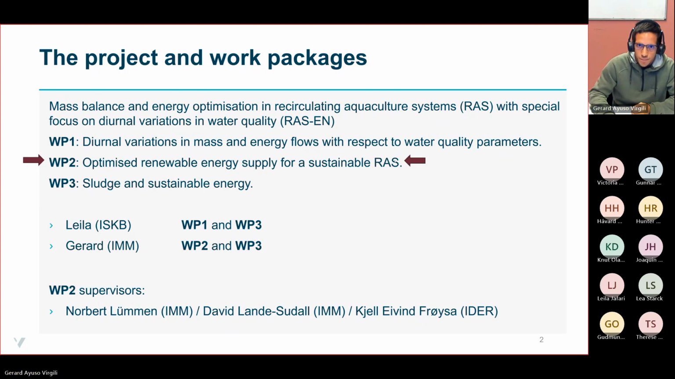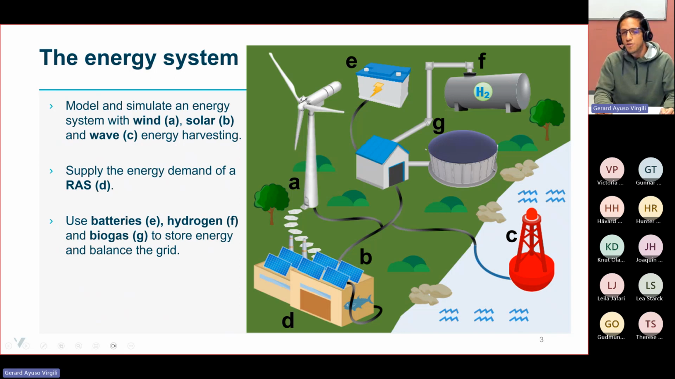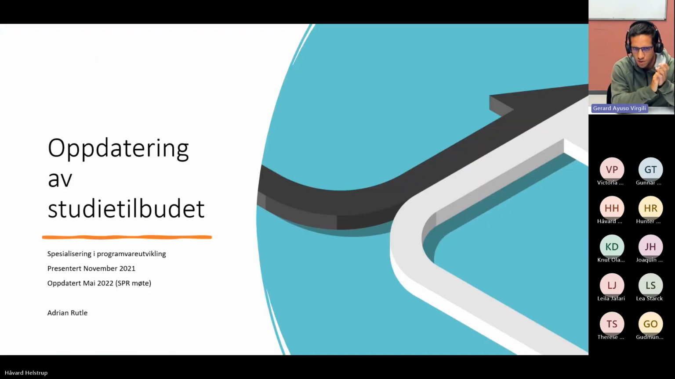So I'll show you a bit of what the scope of my work package looks like. Here we can see the energy system, which is composed of wind, solar, and wave energy. All of these 3 components are meant to supply the energy demand of a RAS. And this is supposed to be an isolated, autonomous system, so we cannot depend on being connected to the grid.